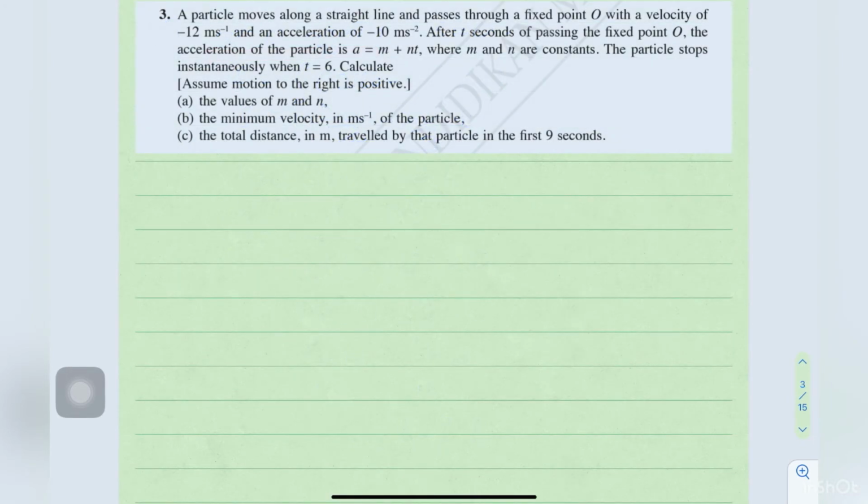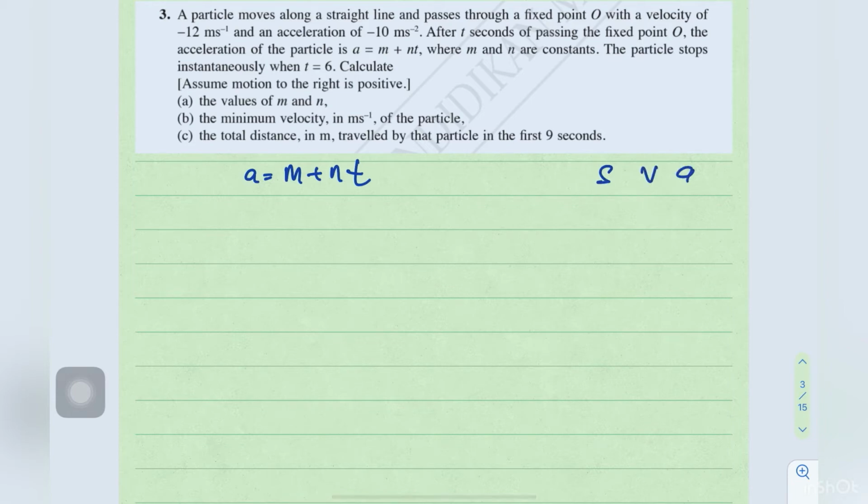Question 3. A particle moves along a straight line and passes through a fixed point O with a velocity of negative 12 meters per second and acceleration of negative 10 meters per second squared. After t seconds of passing the fixed point O, the acceleration of the particle is a equals m plus nt, where m and n are constants. The particle stops instantaneously when t equals 6.